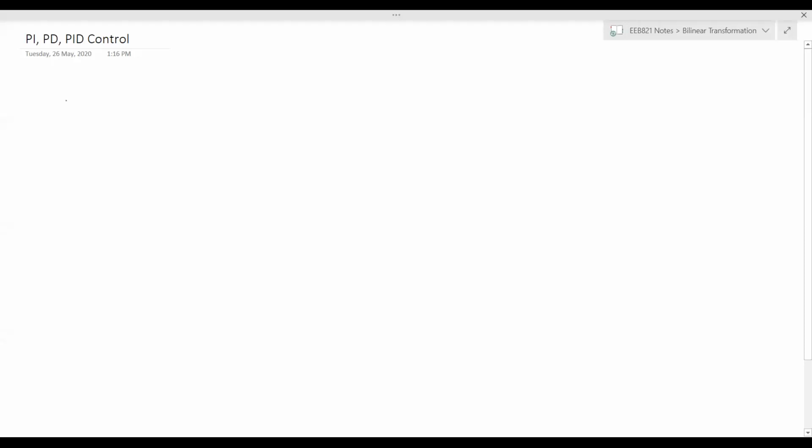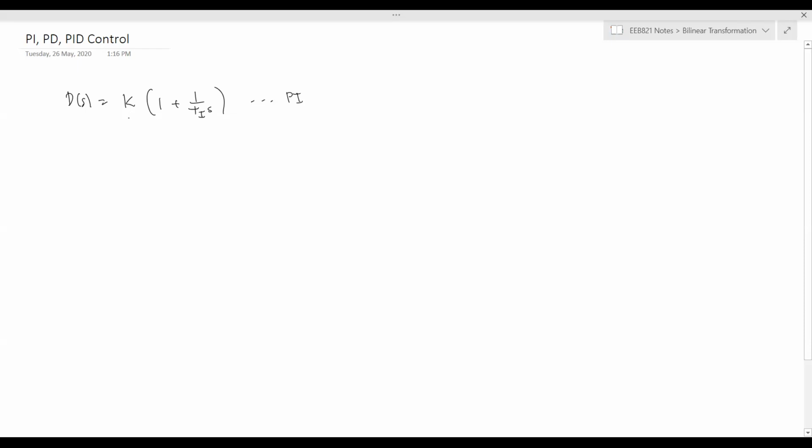For an analog PI control, the equation is D of S is equal to K times 1 plus 1 over Ti times S. So this is the equation for the analog PI controller.